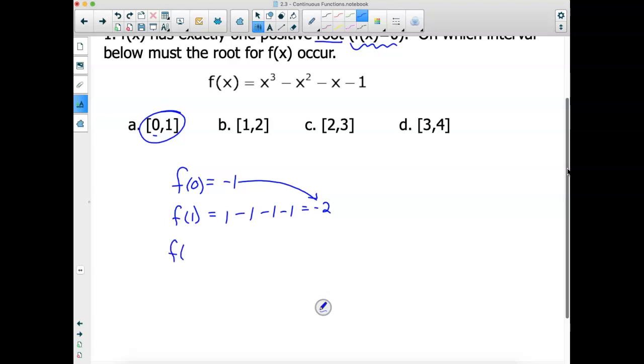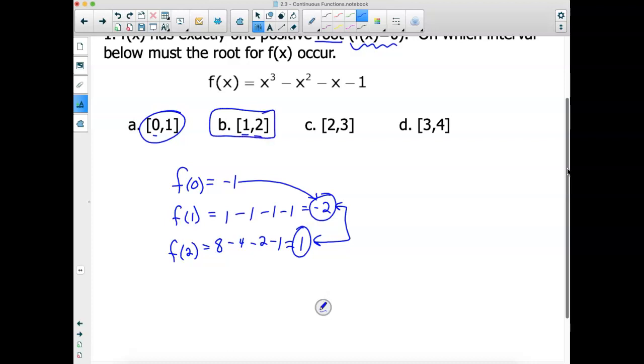What is f of 2? F of 2 is going to be 8 minus 4 minus 2 minus 1, which gives me what? 6, 7, that gives me +1. Well, if I went from -2 to positive 1, did I just cross the x-axis? Does 0 exist between negative 2 and 1? The answer to that question is yes. B is the answer. Okay?